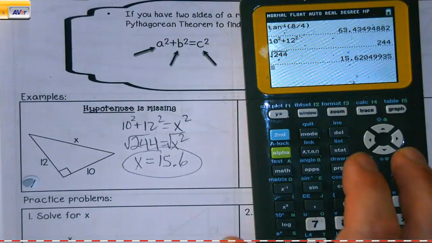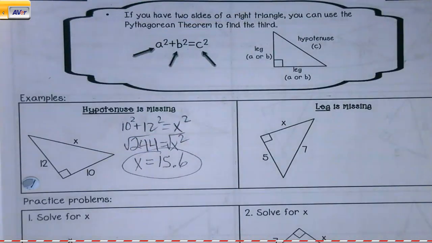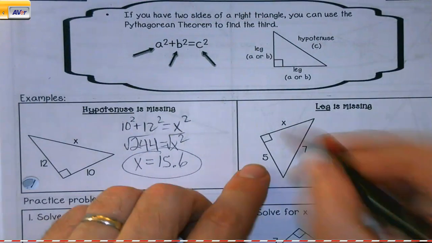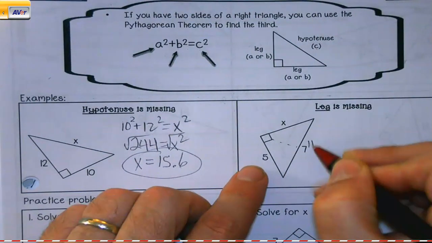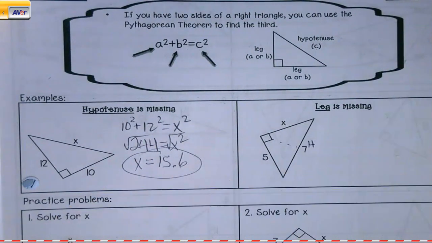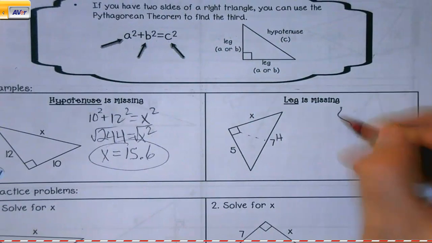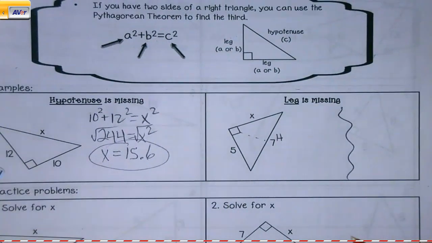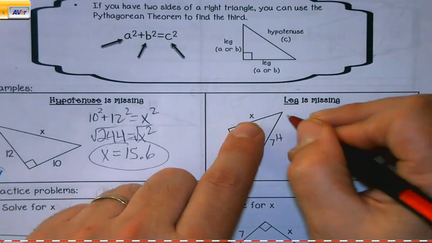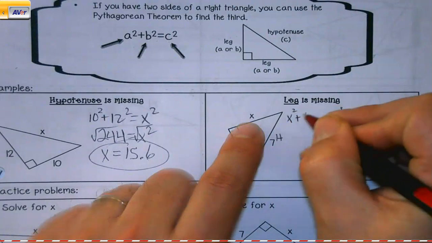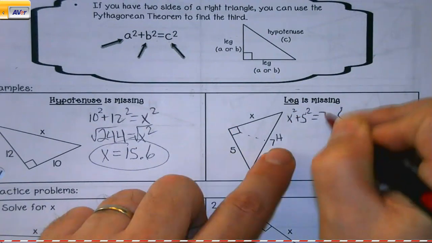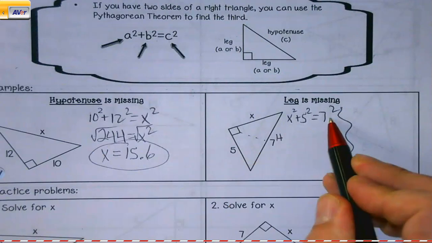Now, here's the one where you get a choice, though. What if you have the hypotenuse, but you have a leg that's missing? Okay? There's two ways you can tackle this. I'll show you both. One is to just keep going the way you have. So x squared plus 5 squared equals 7 squared. But again, the hypotenuse has got to be on the equal side.